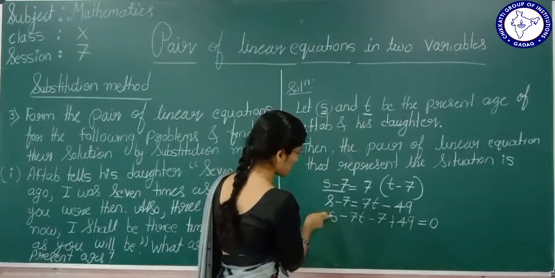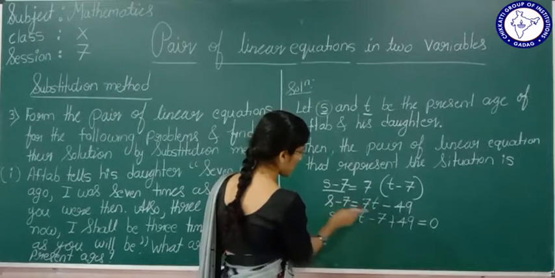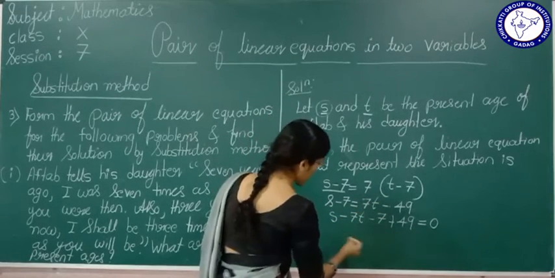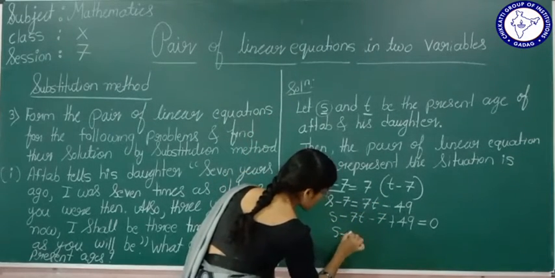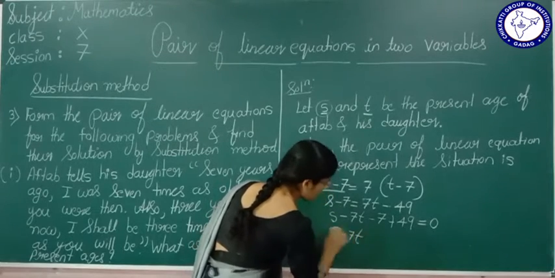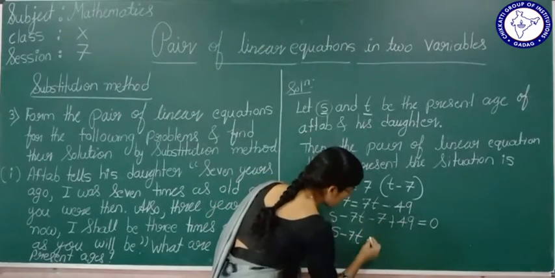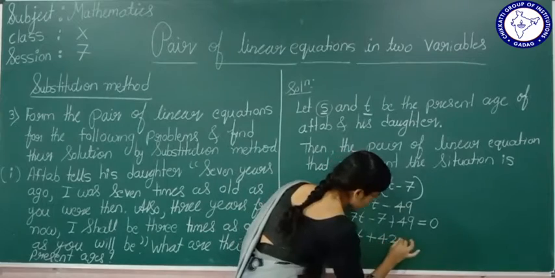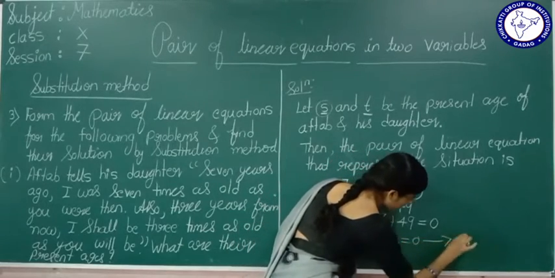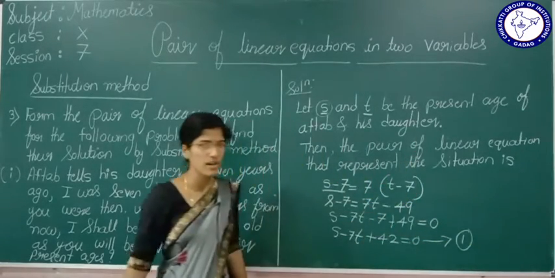See, s minus 7t minus 7 plus 49, that is, s minus 7t plus 42 is equal to 0. Call this equation number 1. We have simplified the equation.